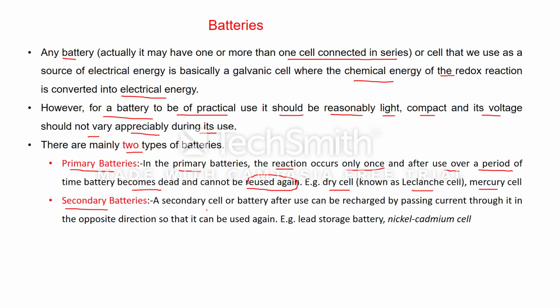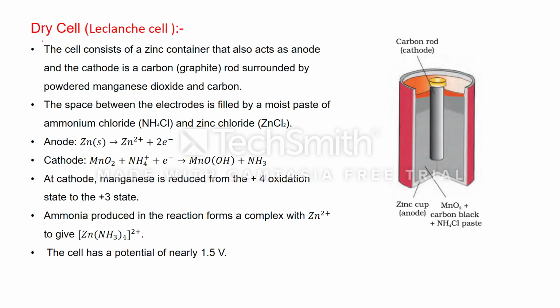Secondary batteries. A secondary cell or battery after use can be recharged by passing current through it in the opposite direction so that it can be used again and again. Common examples are the lead storage battery and the nickel cadmium cell. Now we'll discuss one by one about these.